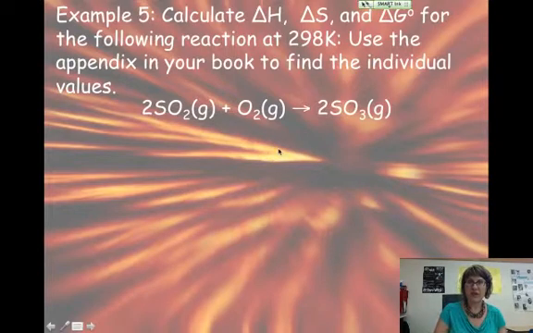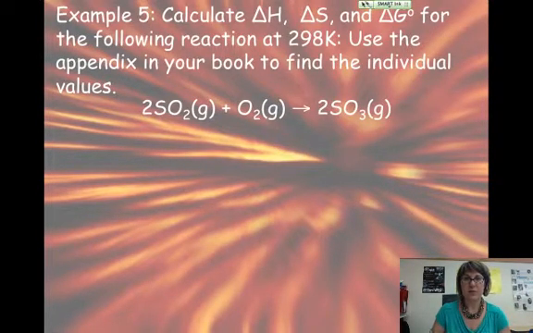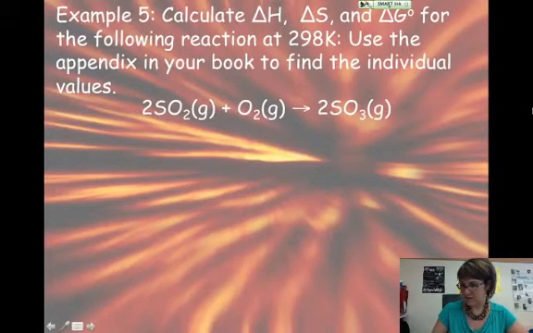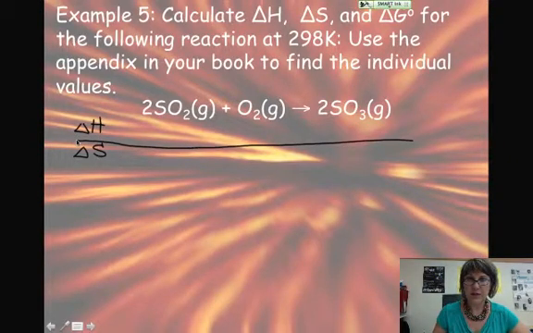In example 5, we're asked to calculate the enthalpy change, the entropy change, and the standard Gibbs free energy change for this reaction using the appendix in your book. It's Appendix C if you're using the 10th edition of Brown-LeMay. Remember, the thing that we have to be careful of is our units. So let's see, what shall we do? I'm going to make my little chart here and look up all my values.